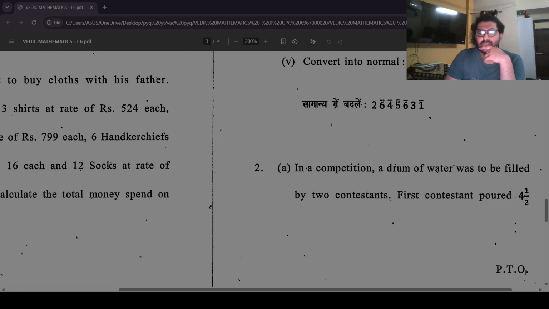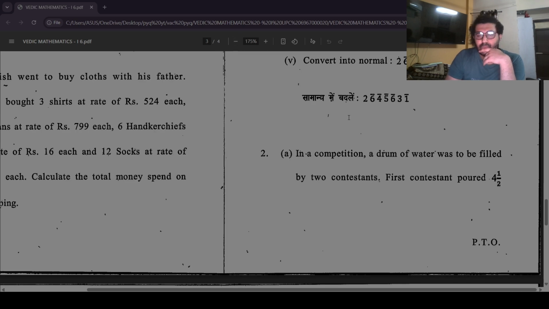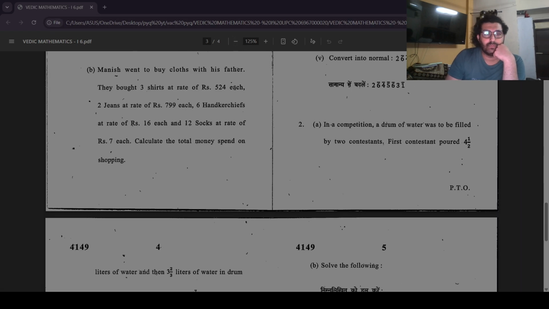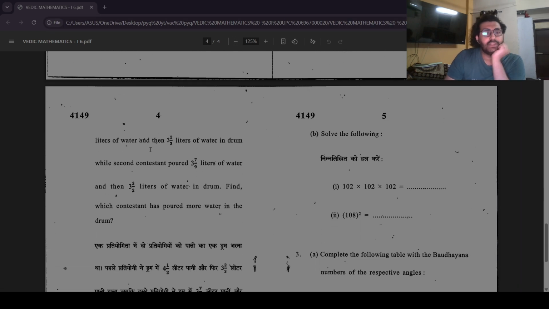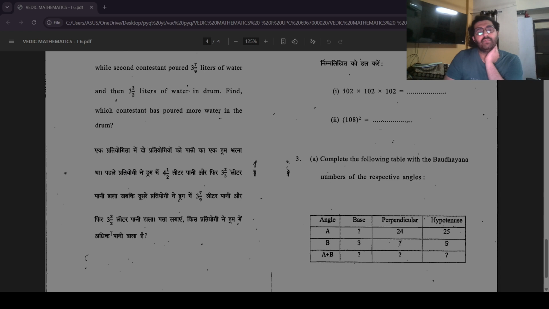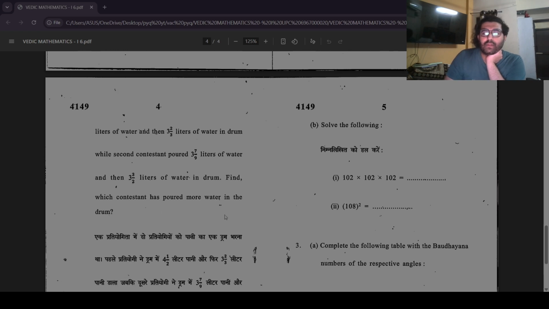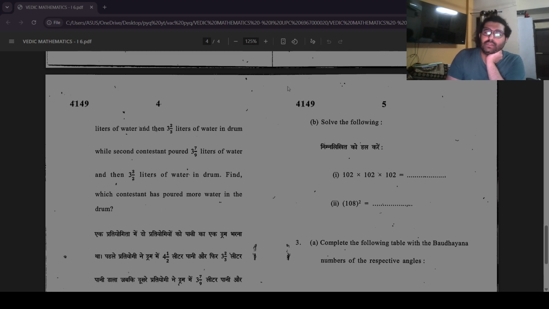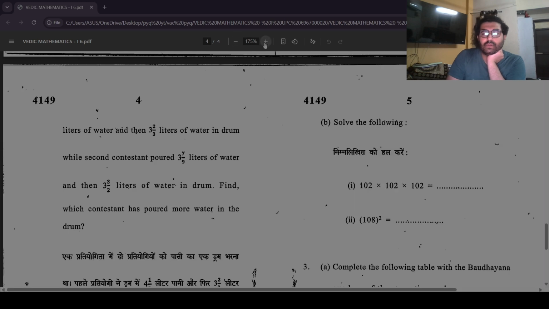In a competition, a drum of water has to be filled by contestants. The first contestant pours 4.5 liters of water and then 3 by 3 liters of water in a drum, while the second contestant pours this fraction liters of water into the drum. Find which contestant will pour more water in the drum. Okay. उसके बाद B part is this one. You can see on the screen. Let me zoom it.